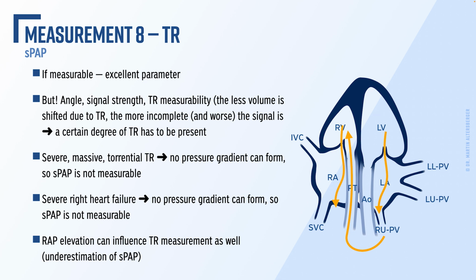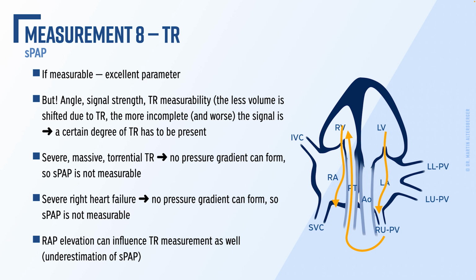The less volume is shifted due to TR, the more complicated, incomplete and worse the signal can get. So if you have only mild or even trivial TR, the more incomplete and worse the signal overall gets. You need a certain degree of TR to actually measure it, and that makes it, of course, more difficult. It's not an easy measurement.